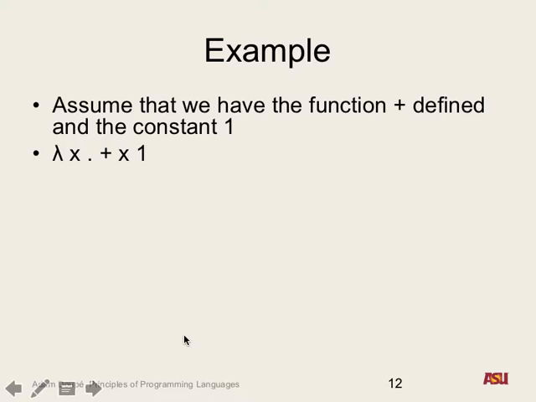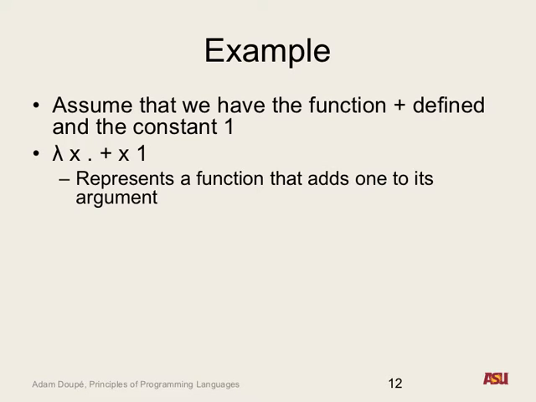Right, so this represents an anonymous function, right? This function has no name. It's some function that adds one to its argument, and we actually flipped our x. It doesn't matter. So let's think about some things that matter. Does it matter that x was here and one was here? No, assuming we have a plus operator that takes in 2 and returns 1. The order that you add things in doesn't matter.